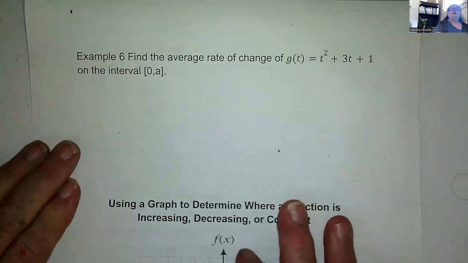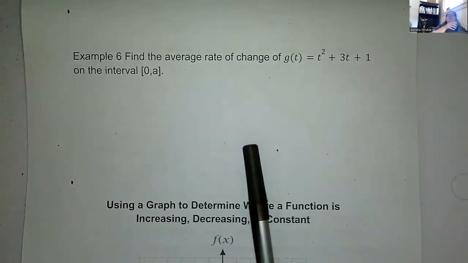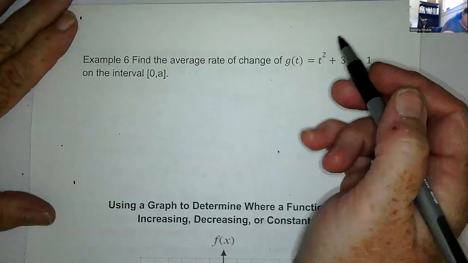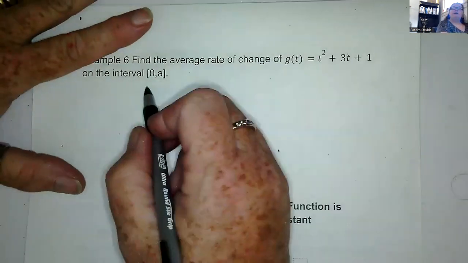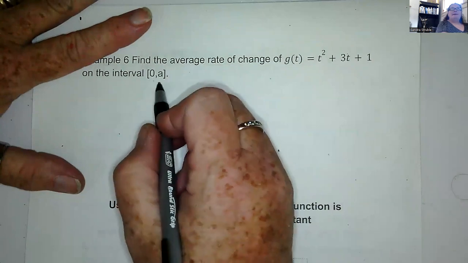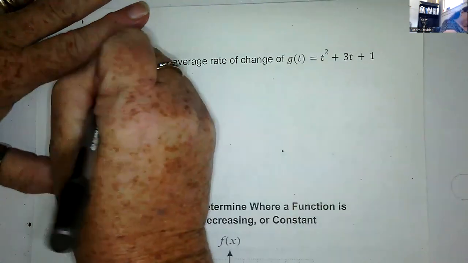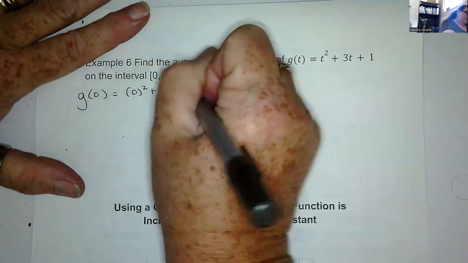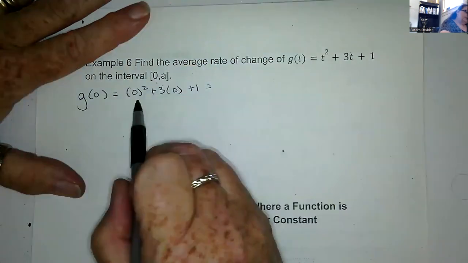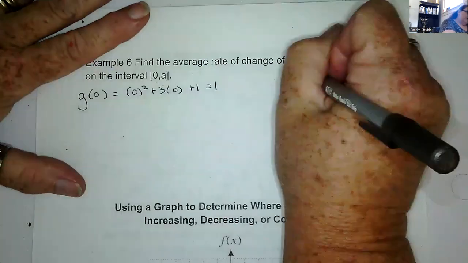Find the average rate of change of the function g of t is equal to t squared plus 3t plus 1 on the interval from 0 to a. Okay, so first thing we're going to do is find the two ordered pairs, which is what we've been doing so far, given that our domain or our x values are 0 and a. So we're going to start with the function g of 0. G of 0 is delightful. It's just 0 squared plus 3 times 0 plus 1, which is 0 plus 0 plus 1, just 1. So our first ordered pair is 0, 1.